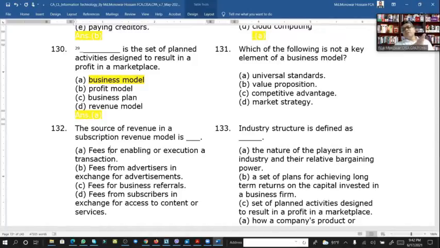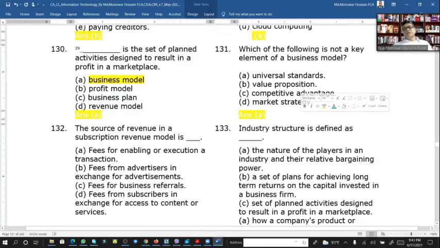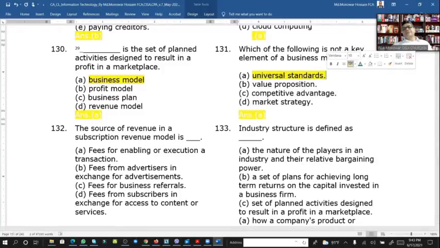Which of the following is not a key element of a business model? One item is not a key element, but the others are key elements, so we have to find out the answer. Value proposition is a key item, competitive advantage is a key item, market strategy is a key item. So universal standard is not a key item for the business model. So the answer is A.